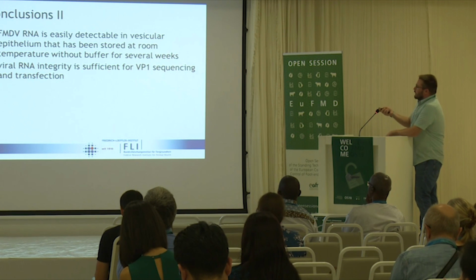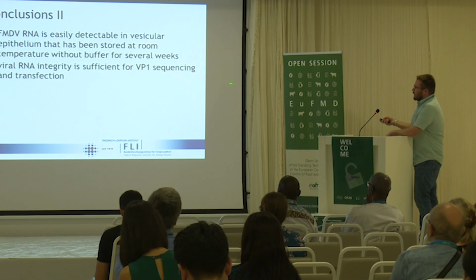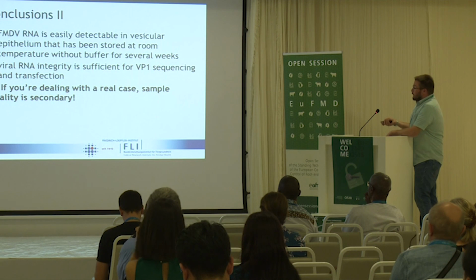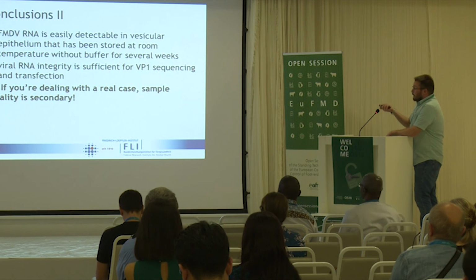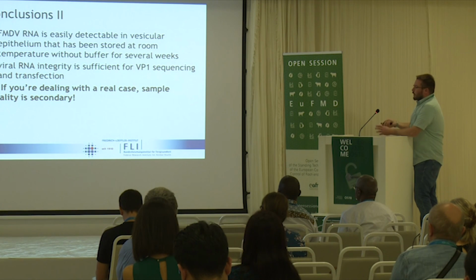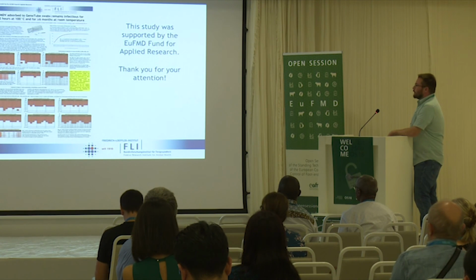FMD vRNA is so easily detectable in vesicular epithelium that you really don't have to worry about how it's been stored at all. If you're dealing with a real case, real FMDV epithelium and real-time PCR will work no matter what. Thank you very much.